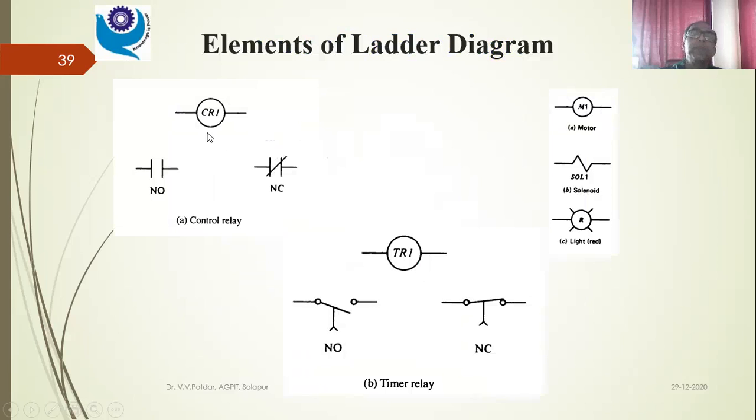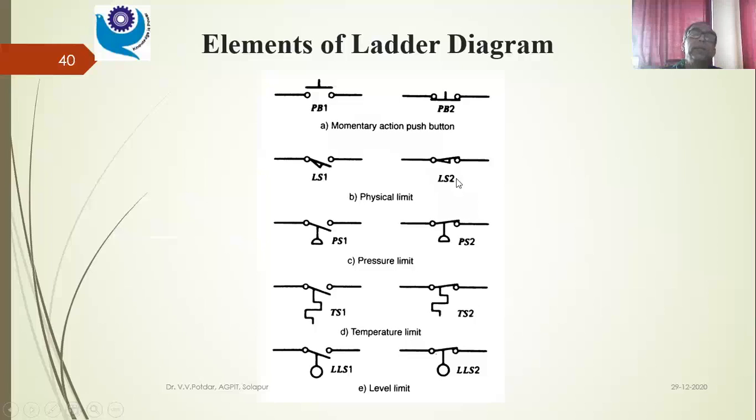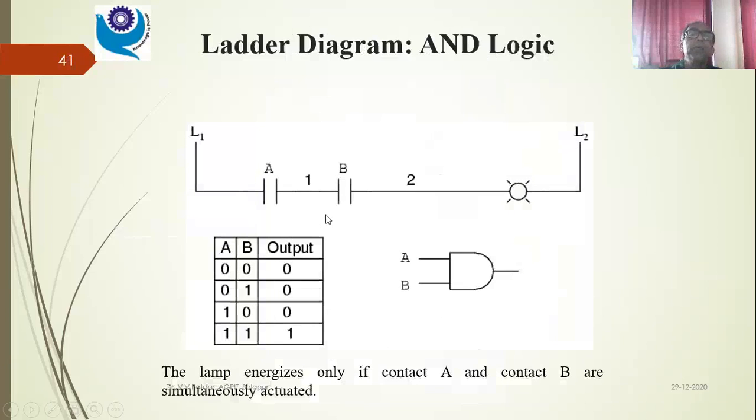Elements of a ladder diagram: control relay, normally open switch, normally open control relay, normally closed. Then I have a normally open limit switch and a normally closed limit switch, and on the output side I have a motor, solenoid or light. This we have already seen. Switch types include push button type, limit switch type, pressure type, temperature type, and level type.